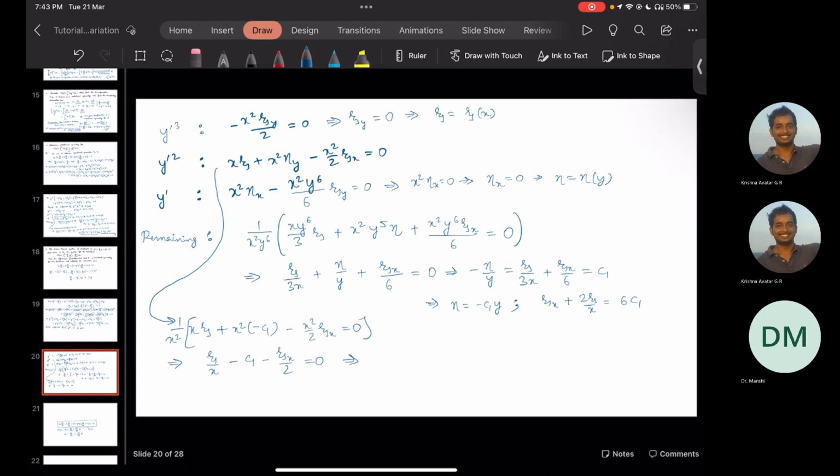And then we can write this as, multiply by 2 and then make some manipulations. So we have minus xi x plus 2 xi by x is equal to 2c1. Okay. Now we need to solve these two equations, this and this.